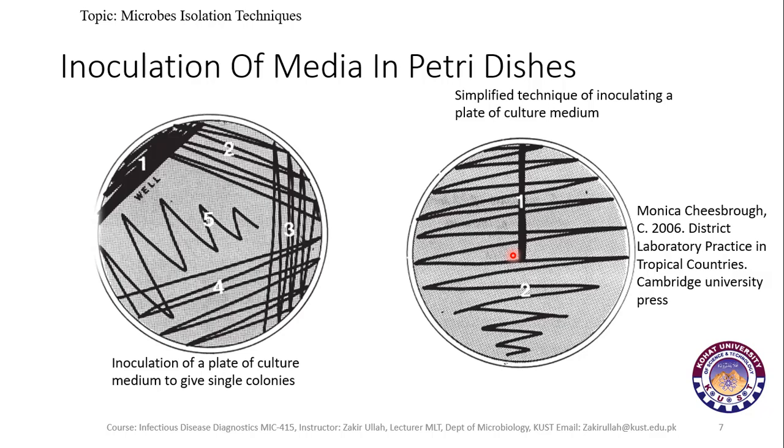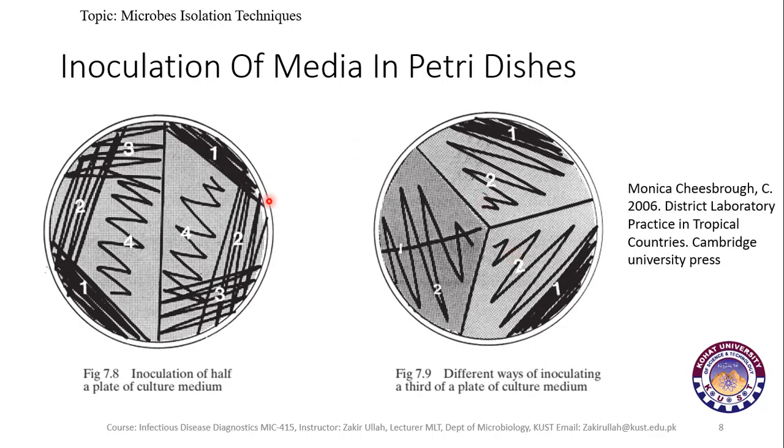This is another method which gives us the separation of 2 samples on one petri plate, and this is the identification and the separation of 3 samples on one petri plate. So these are the different ways of inoculation, that is, how samples can be inoculated on petri plates.